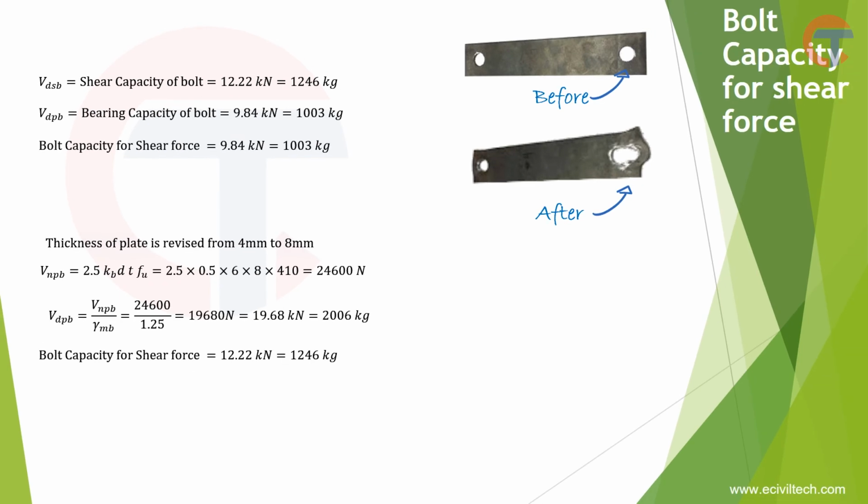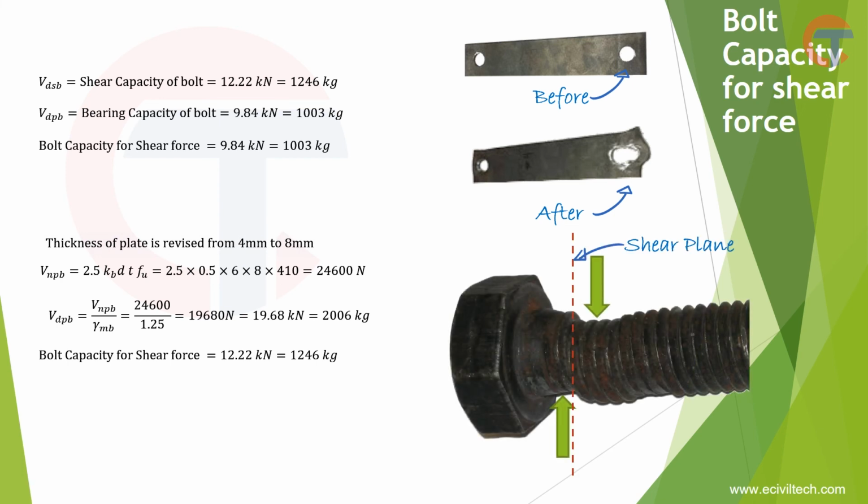Now what will happen if you apply load beyond 1246 kg? Definitely this time the bolt will fail and it will look like this. You can notice the drastic shift of the bolt shaft at the shear plane, and the bolt will be completely chopped off if the load is increased further.